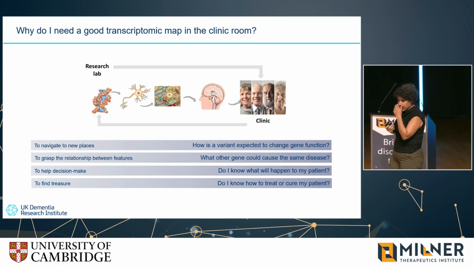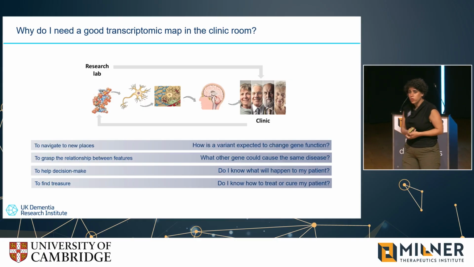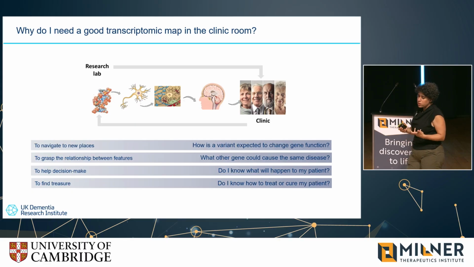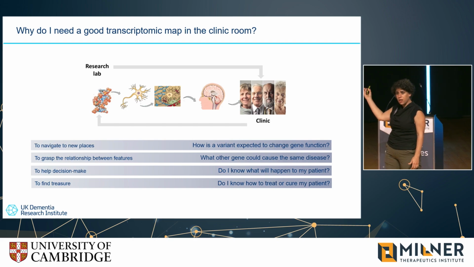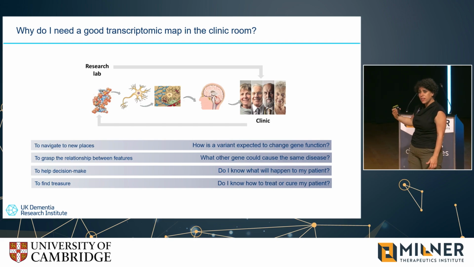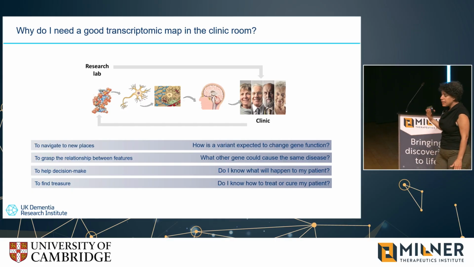So why do I need a good transcriptomic map? Why would I want one? I'm a clinician as well as a scientist, but I want that map because in a clinical situation, what I'm doing is seeing patients in clinic and asking what genetic variants have generated that phenotype. And that is quite a hard thing to do. And I need a map for that.